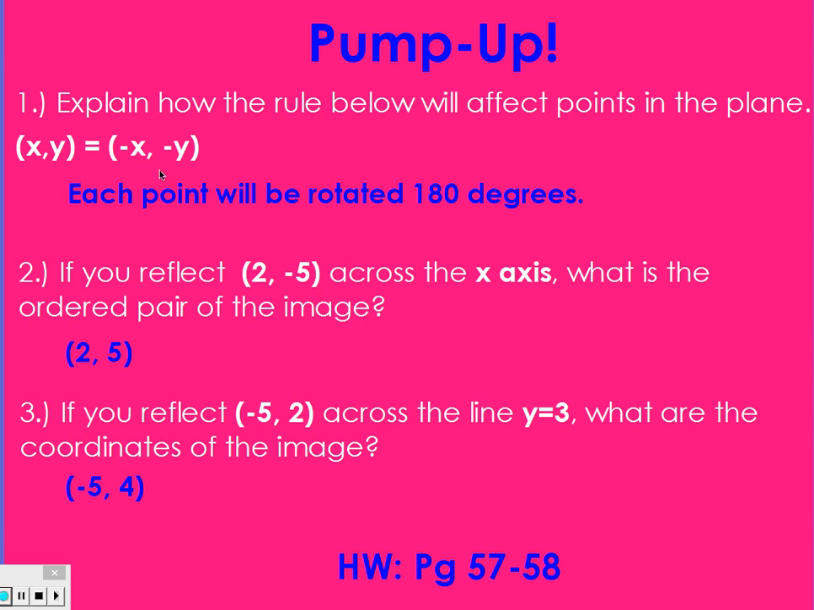This coordinate notation is telling us that each point will be rotated 180 degrees. If you reflect that point to -5 across the x-axis, you'll get the ordered pair 2, 5. And if you reflect this point across the line y equals 3, you will get that point. Some strategies: you may want to actually plot that. You could write an equation, write a notation, but I think just plotting it is sufficient.